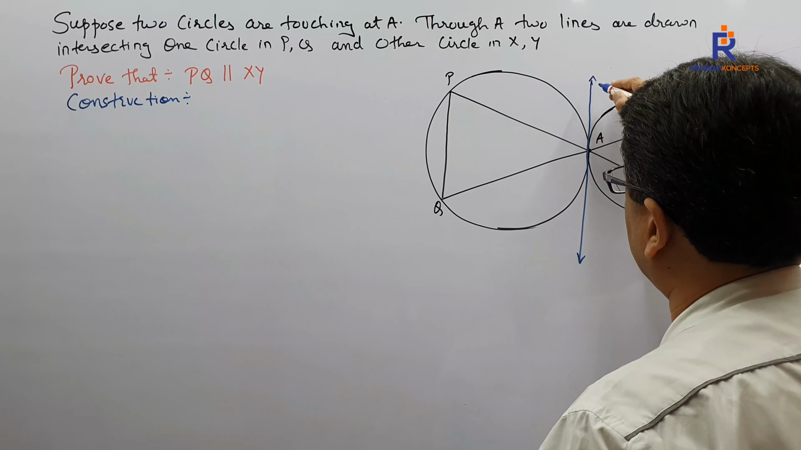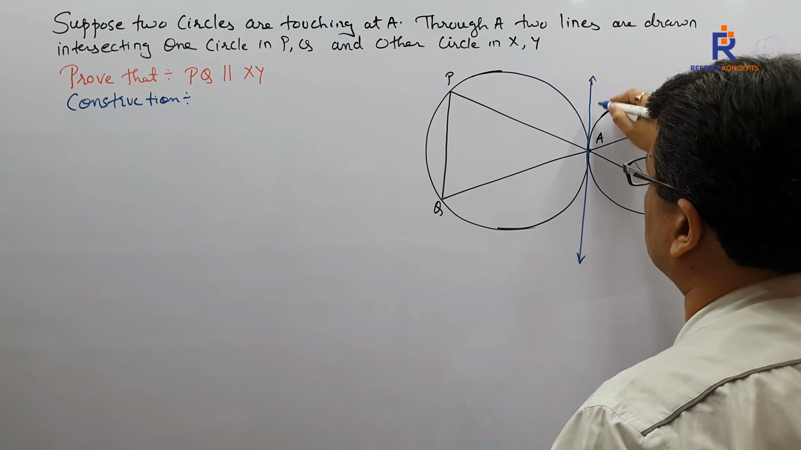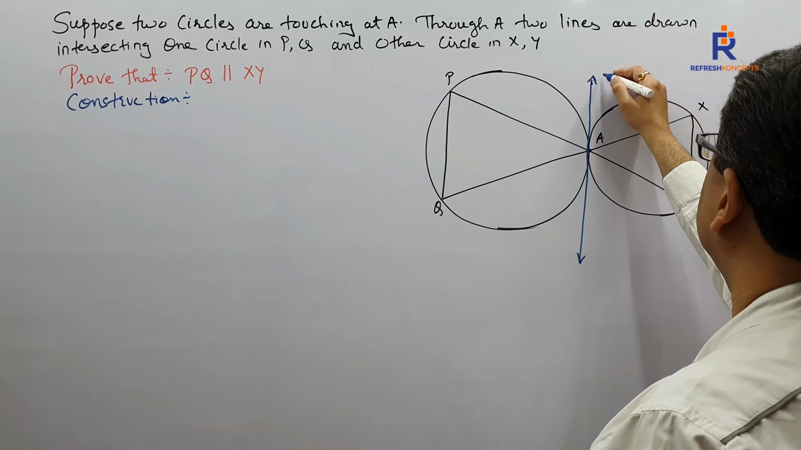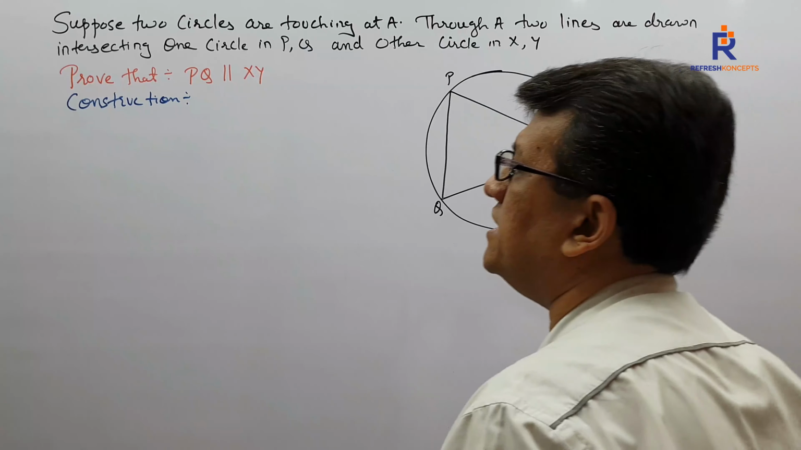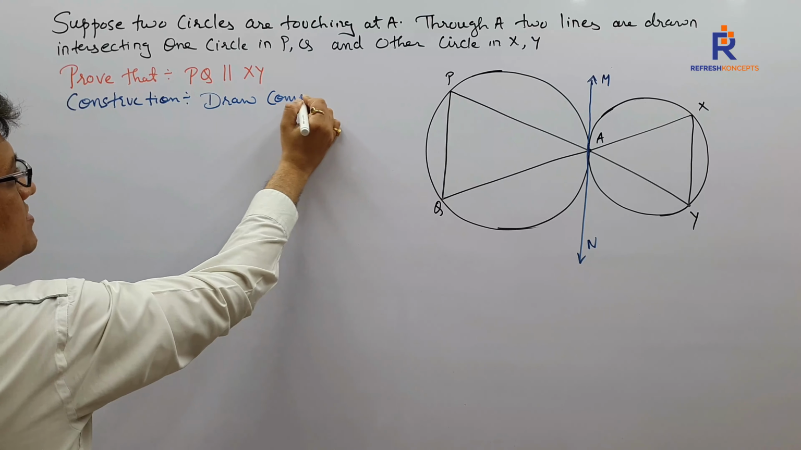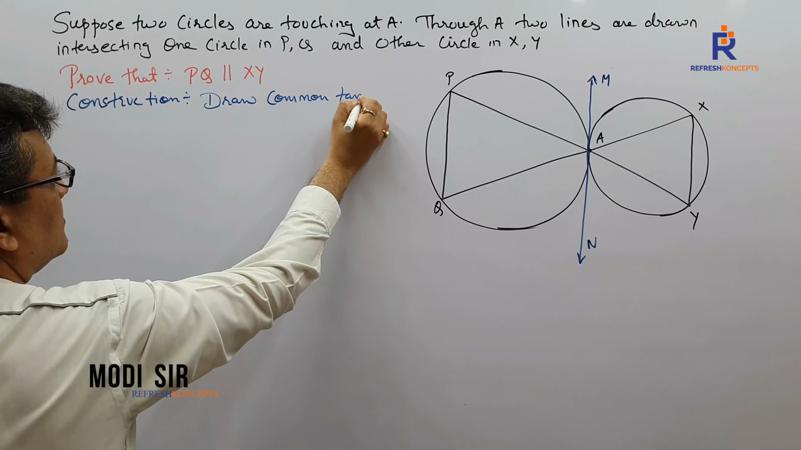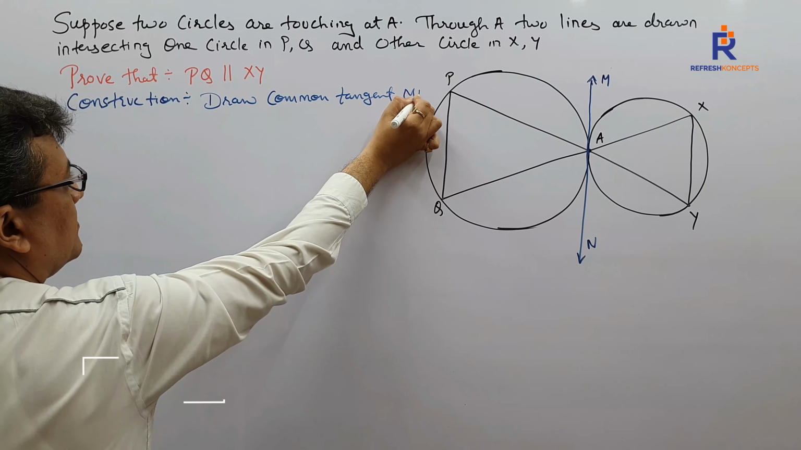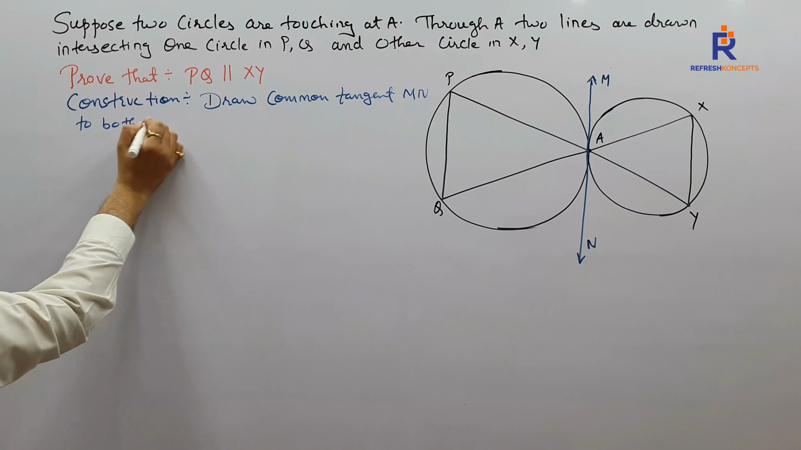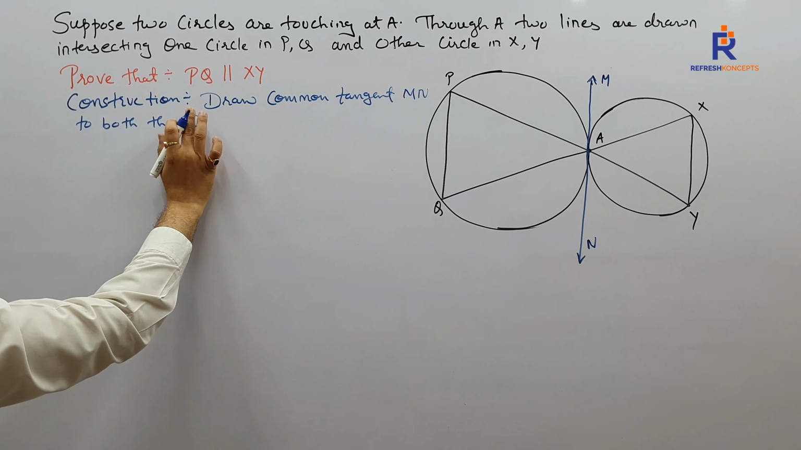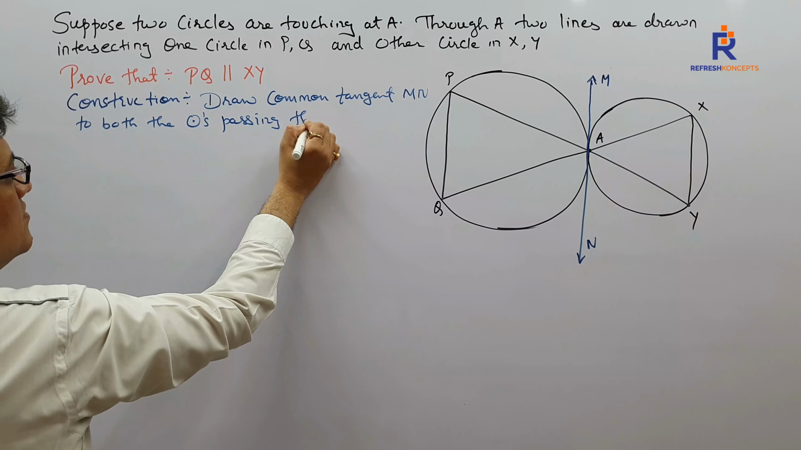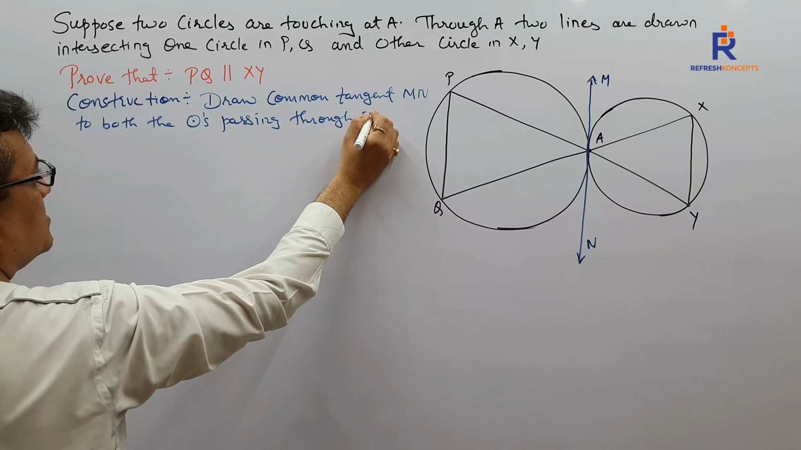I know it has not become that accurate, but please understand this is a common tangent passing through A, which is common to both the circles. Let me say draw common tangent MN. So what is our construction? Draw a common tangent MN to both the circles, passing through point A.